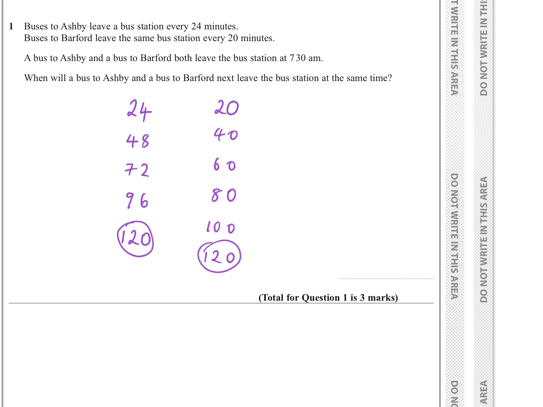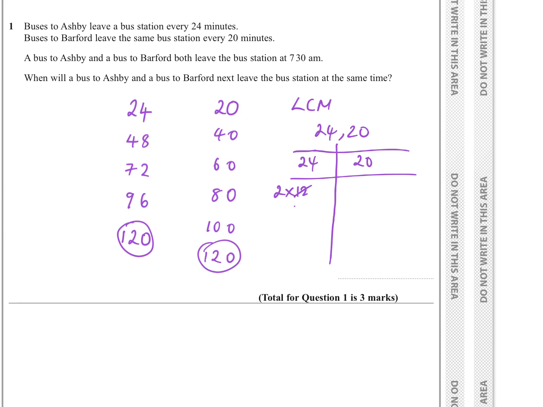But if you don't like that, you could look at the lowest common multiple of 24 and 20. Now the way I do this is I split it out like this, and I write my 24 and my 20, and I just do the prime factor decomposition. So I just want to look at prime factors. So that's 2 times 12, and 12 is 2 times 6, and 6 is 2 times 3, and we have 2, 2, 2 and 3 as prime factors. 20 is 2 times 10, and 10 is 2 times 5.